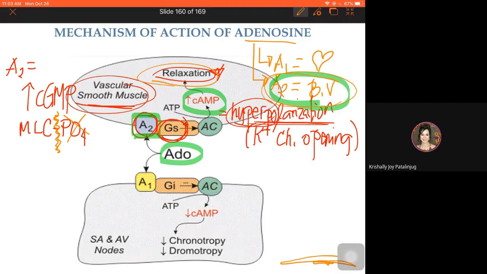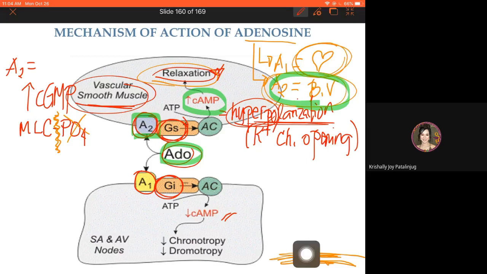But syempre, huwag kalimutan, sa arrhythmia, ang problema hindi naman about sa blood vessels. 'Di ba? Ang arrhythmia, isang cardiac condition. So, focus tayo sa action ngayon ng adenosine in the cardiac myocytes. So, now, ang adenosine as an antiarrhythmic agent, it activates the receptor adenosine 1. Take note, ang adenosine 1 receptor ay isang Gi-linked receptor. Recall, kapag Gi-linked ang receptor, taas or baba ang cAMP levels? Okay.